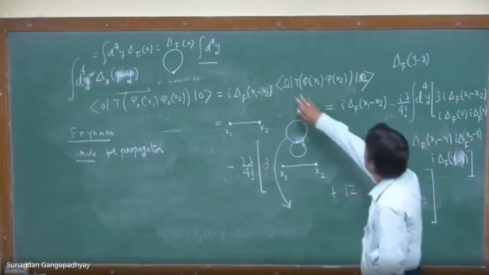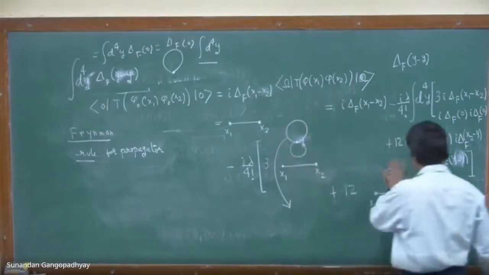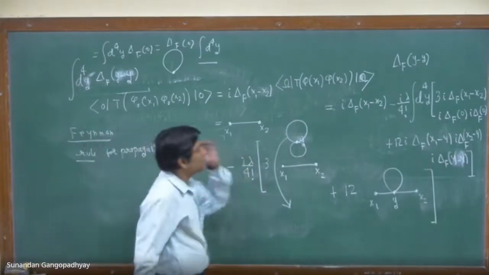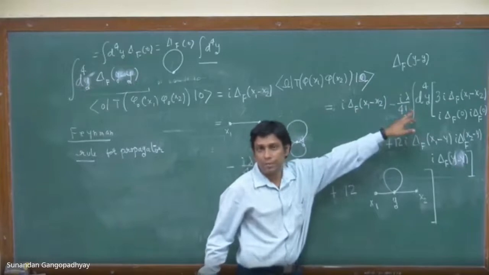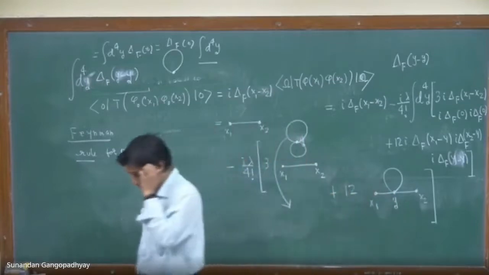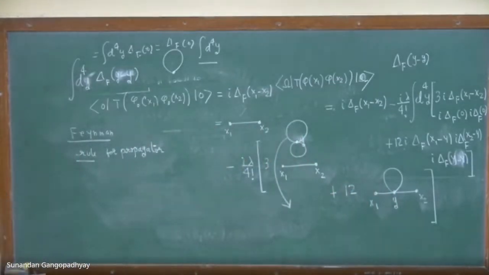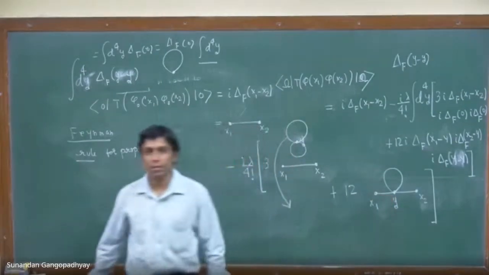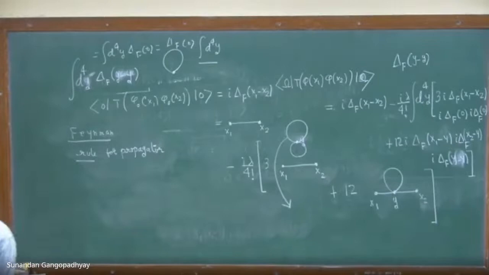So you see that here this quantity has a disconnected piece and a connected piece. How many vertices are there? See, this is first order in perturbation theory. We have taken terms of order lambda, so there is only one vertex. This is a vertex. Sir, which one is called a vertex? This is the vertex, because at that point you have an interaction. I will give you more details about it.